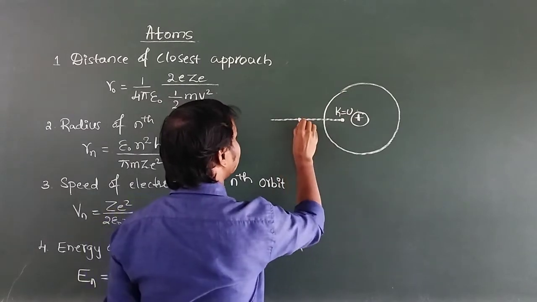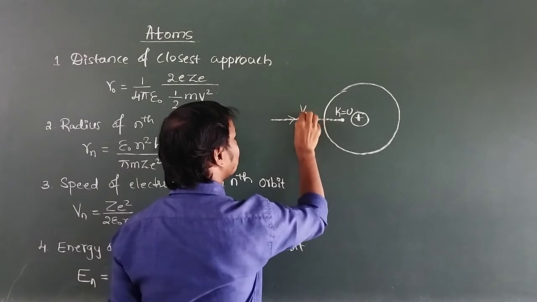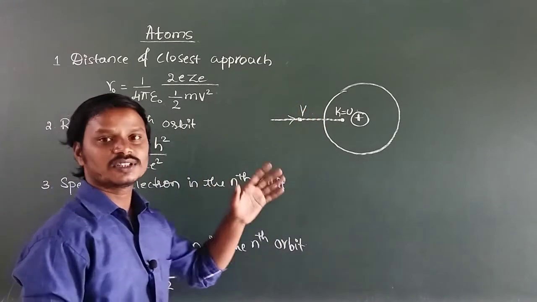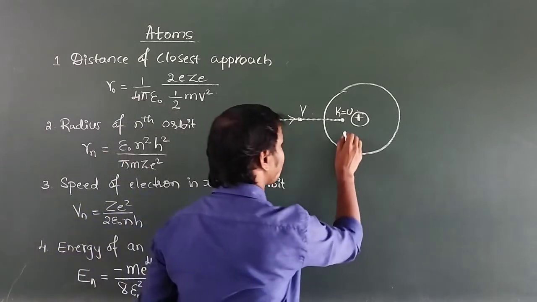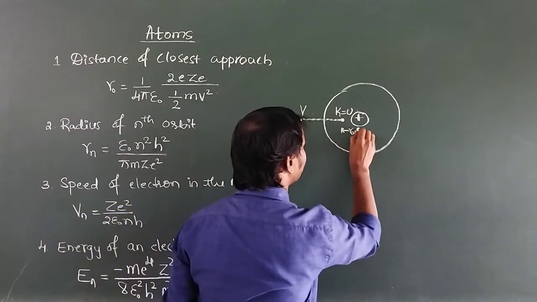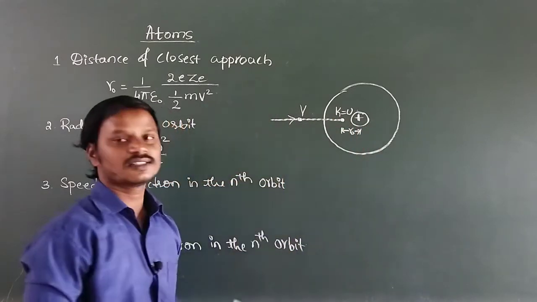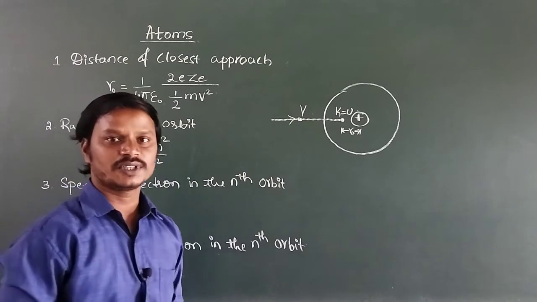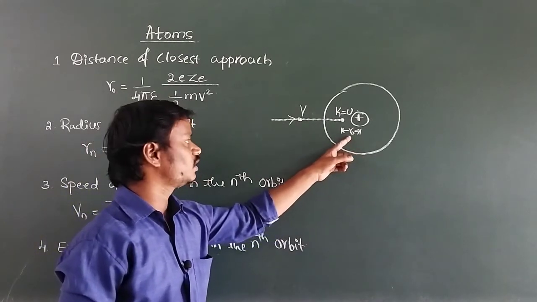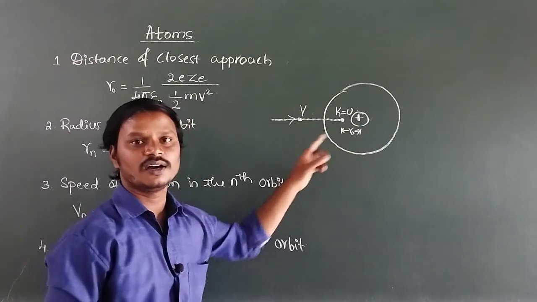Then what is the initial velocity of the alpha particle? The initial velocity of the alpha particle can be taken as v. Now what is the expression for the distance of closest approach? The distance of closest approach means the closest distance from the nucleus at which the kinetic energy of the alpha particle becomes potential energy. It can be represented by R naught.